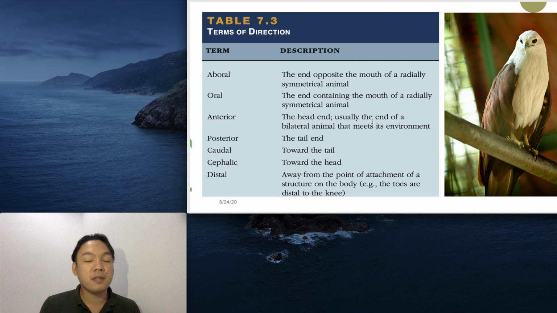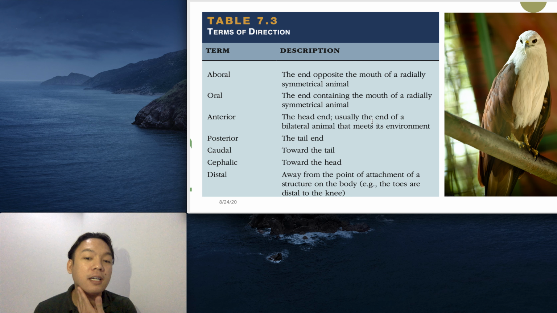Now we will learn about terms of direction. The terms are written on this table with their descriptions. Aboral is the end opposite the mouth of a radially symmetrical animal, so these terms are limited to radially symmetrical animals. Oral is the end containing the mouth of a radially symmetrical animal. Anterior is the head end, usually the organized area of the animal's body, the cephalic region. The head end usually meets the environment in a bilateral animal.